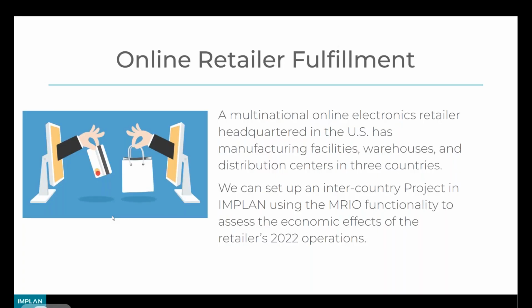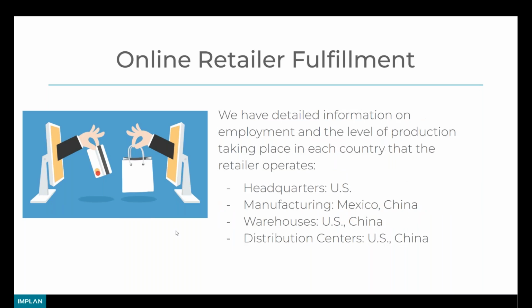The example we're going to be using today is for a multinational online electronics retailer that is headquartered in the US, but has manufacturing facilities, warehouses, and distribution centers across 3 different countries. To model the 2022 operations of this retailer, we can set up an inter-country project in IMPLAN using the MRIO functionality to assess the economic effects.